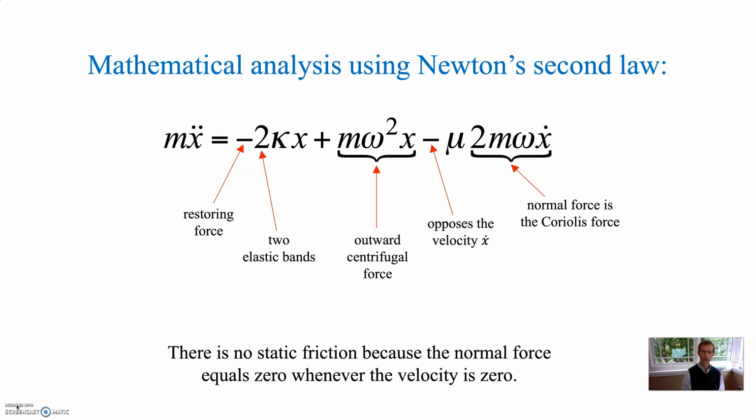Now, on the other hand, there's no static friction because the normal force, that is the Coriolis force, equals 0 whenever the velocity x dot is 0.